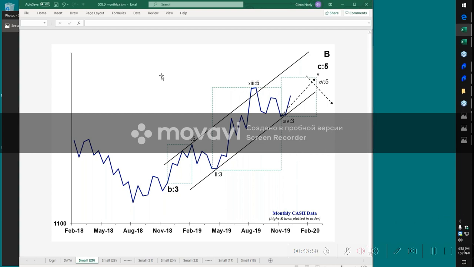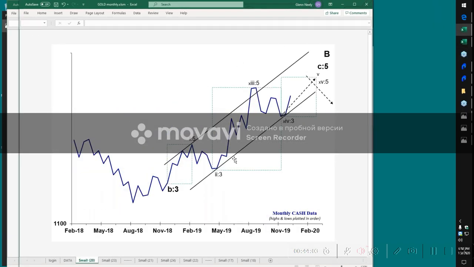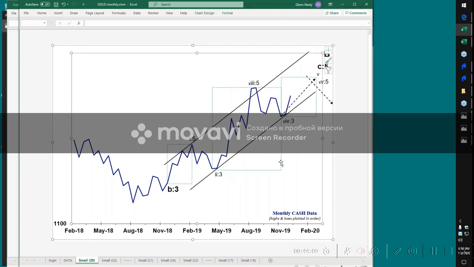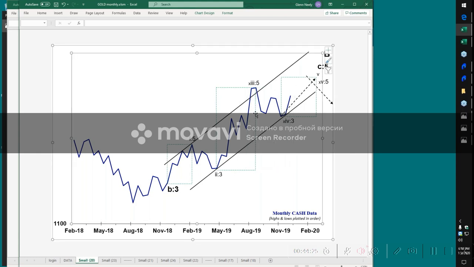Okay, let me go to that chart. Is this gold here? Okay. So in this particular chart, from the top of wave 3, which you have marked as wave 5, to the end of wave 4, oh yeah, it has taken less time. Oh, that's interesting. Yeah, that's interesting. Didn't realize that on this chart.